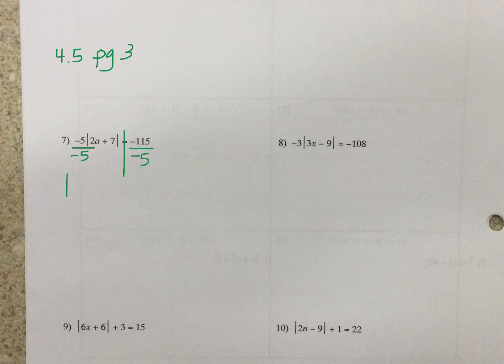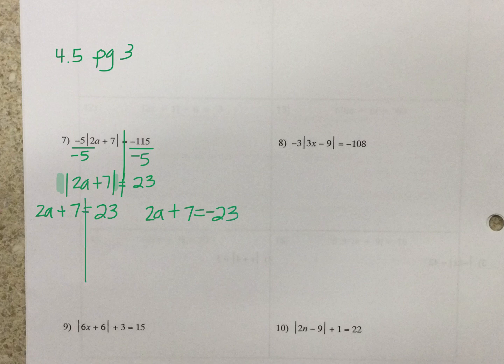On this side of the equation, I have 2a plus 7, the absolute value, equals negative 115 divided by negative 5 is 23. Now, the visitors are gone from both sides of my equation, so that means now it's time to get out of jail. When I get out of jail, I have two choices. I can be a positive 23 and make good choices, or I can be a negative 23 and make bad choices. Let's solve the one on the left.